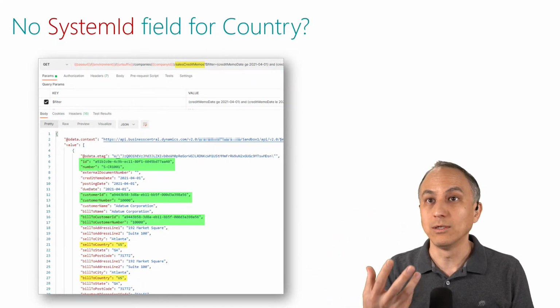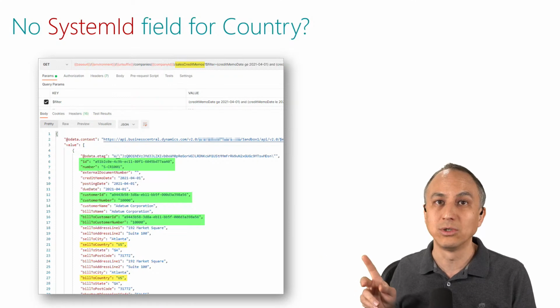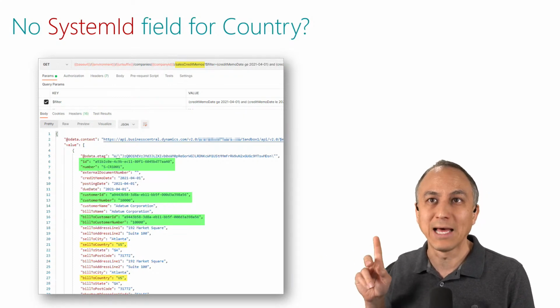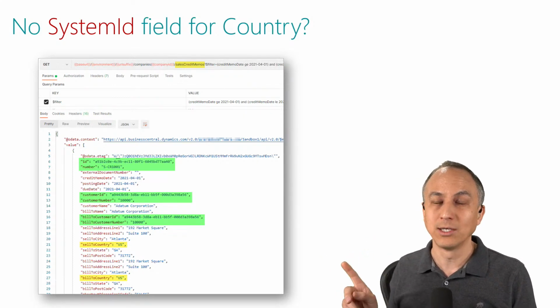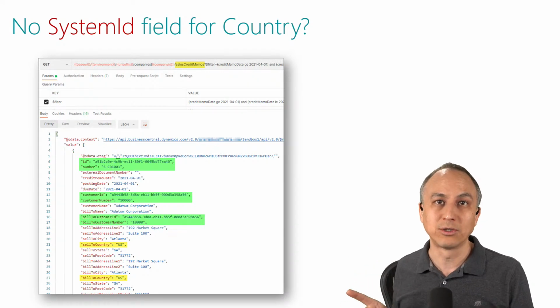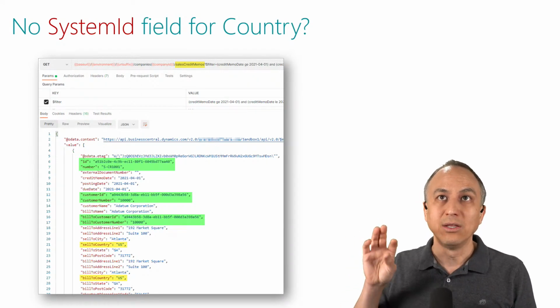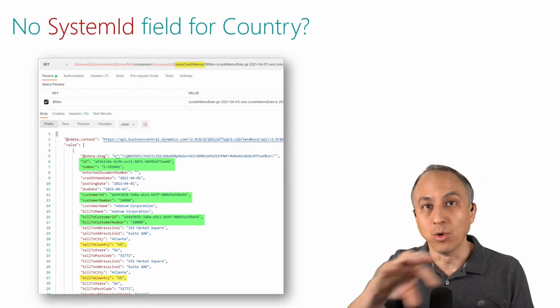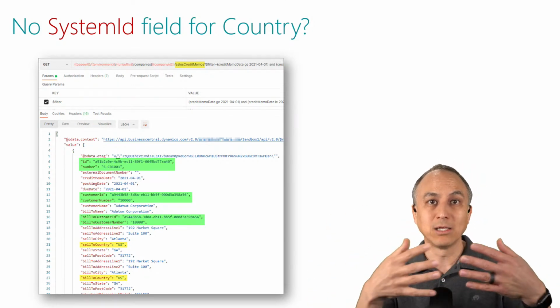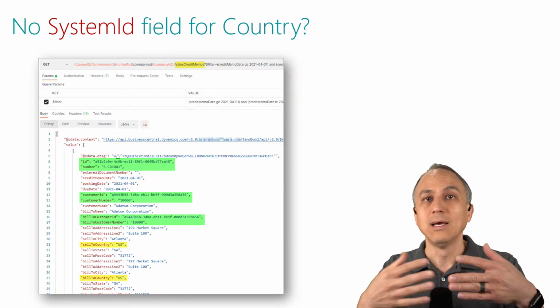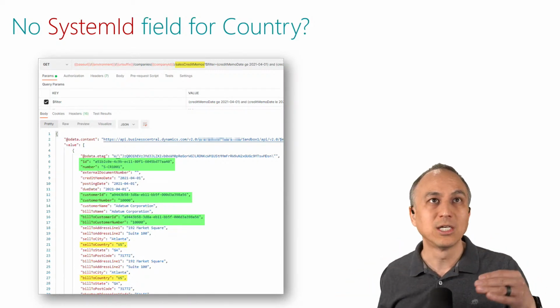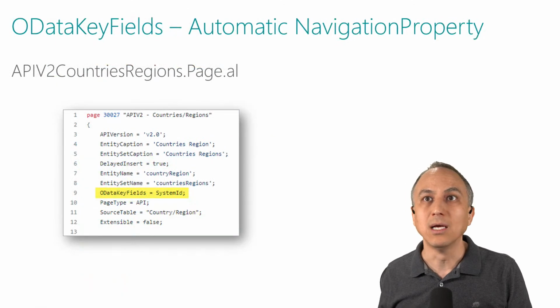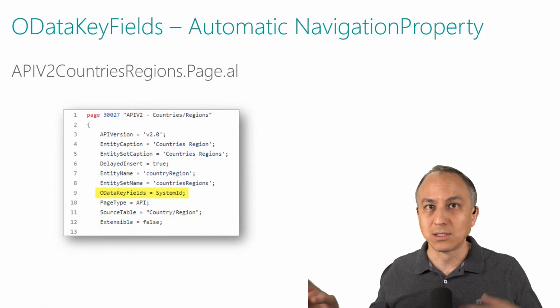From what I've been told, I think the solution is that Microsoft would have to add the sell to country ID and the bill to country ID in these result sets or in the underlying buffer table in order for the Web API to make those relationships work. And that would be through the table relation and through the OData key fields.